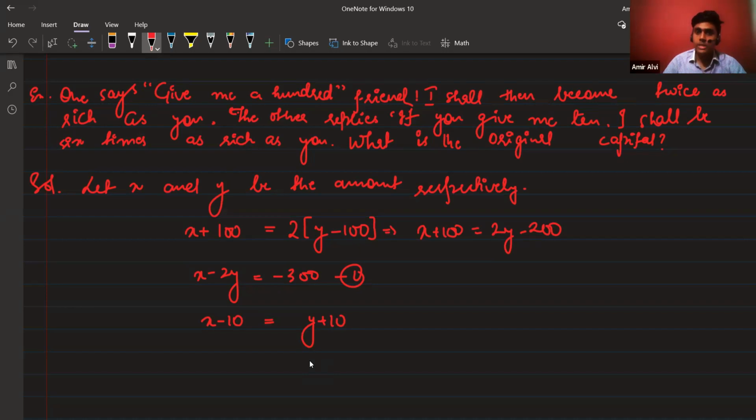I'm saying that Adil, if you give me 100 rupees, I will be twice as rich as you. And Adil is saying, if you give me 10 rupees, I will be 6 times as rich as you. Got it? So we haven't exchanged the money yet. So if I multiply x with 6, then I will become equal to Adil.